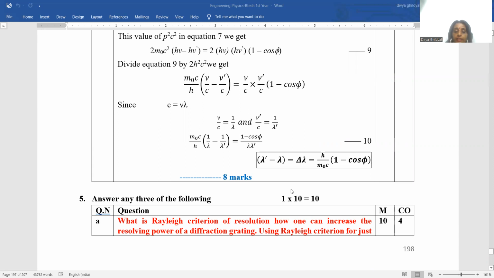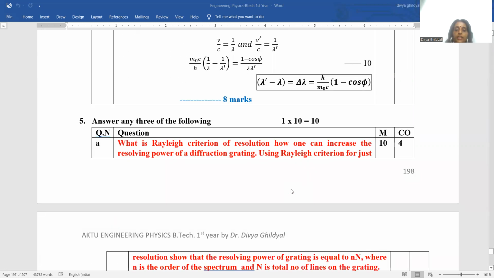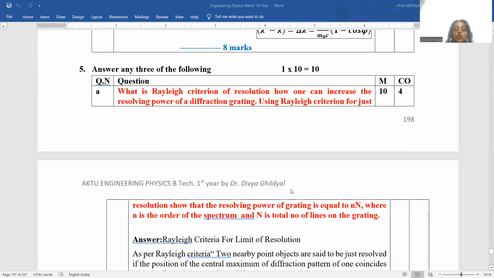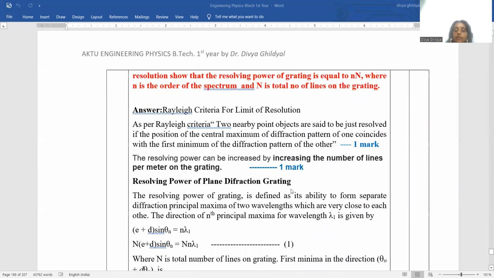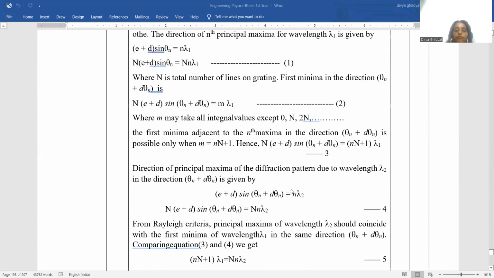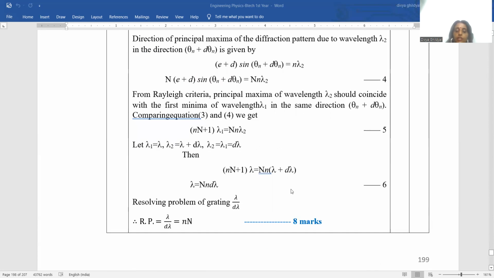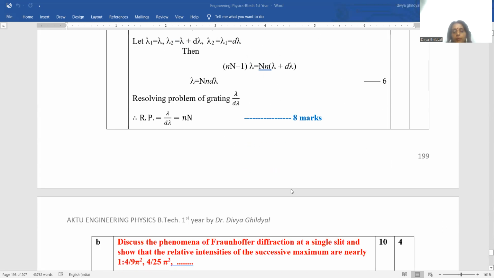What is Rayleigh criteria of resolution? How can one increase the resolving power of a diffraction grating? Using Rayleigh criteria for resolution, show that resolving power of grating is equal to n into N. So Rayleigh criteria, what it states, I will get 1 mark. Resolving power can be increased by increasing the number of lines per meter on the grating. I will get another 1 mark. And the resolving power formula, when I derive it, which is equal to n into N, I will get my remaining 8 marks.